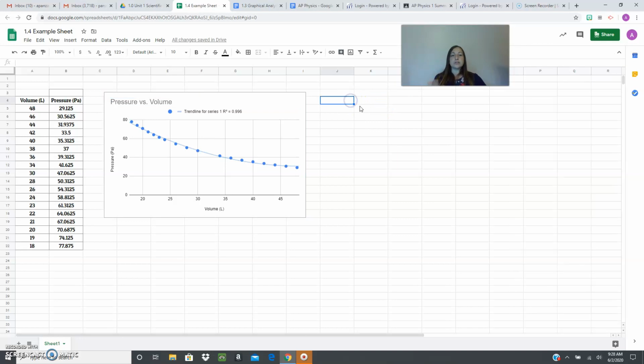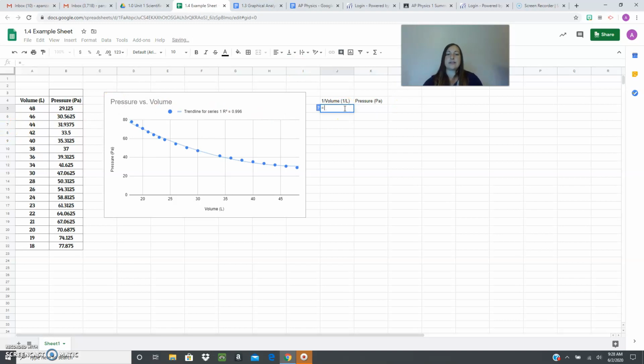Now, we do still want to form our model. So we know that in order to linearize, we have to do 1 over the x. So for my title, I'm going to do 1 divided by volume. And I do the same thing for my units, so 1 divided by liter. And then pressure is just going to stay the same.